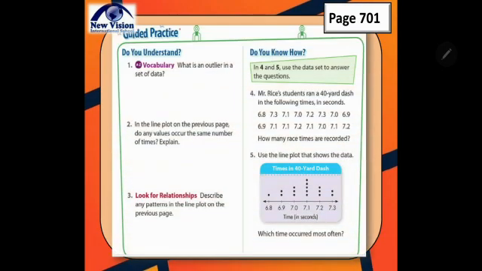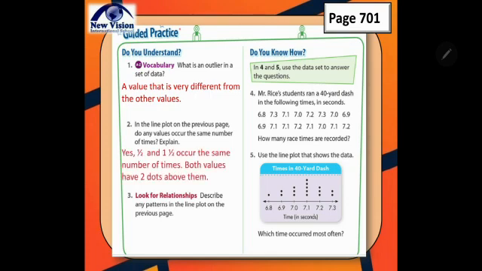Now let us answer the guided practice. Number 1, what is an outlier in a set of data? A value that is very different from the other values. Number 2, in the line plot on the previous page, do any values occur the same number of times? Explain. Yes, 1/2 and 1/2 occur the same number of times. Both values have 2 dots above them.